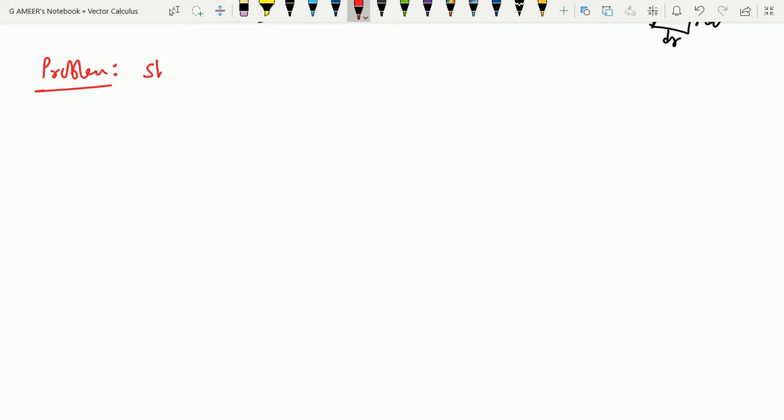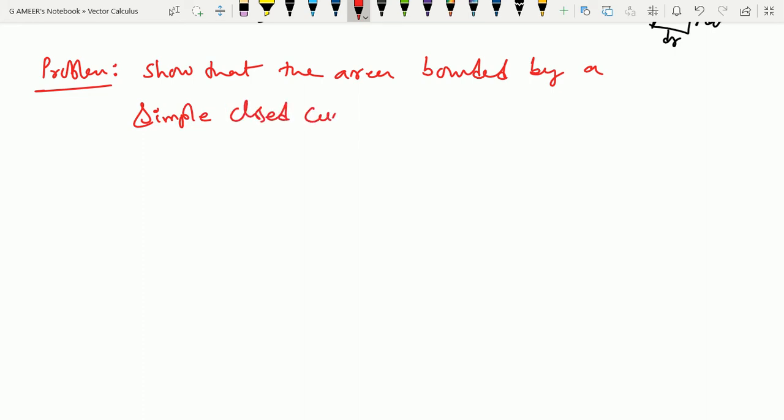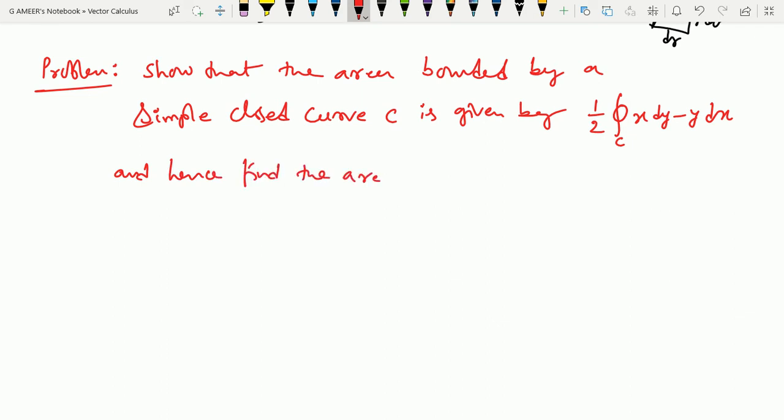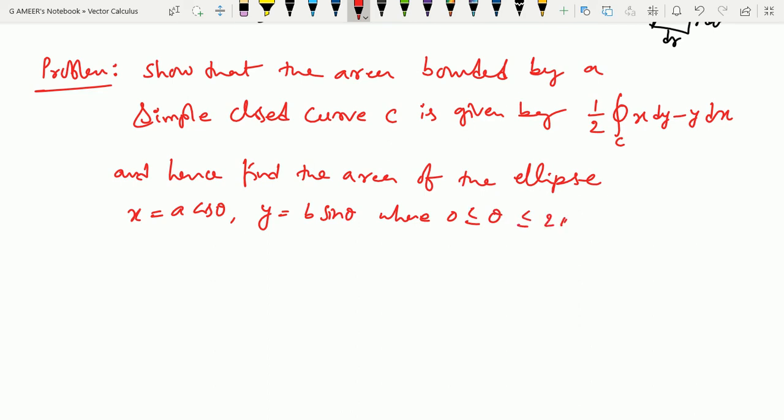Show that the area bounded by a simple closed curve C is given by half into the circulation of x dy minus y dx, and hence find the area of the ellipse given by x is equal to a cos theta, y is equal to b sin theta, where 0 is less than or equal to theta less than or equal to 2 pi.